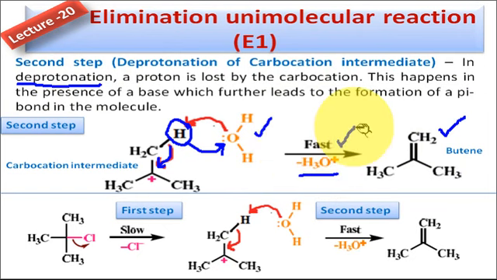So we can summarize the E1 reaction, or elimination unimolecular reaction, in two steps. First is the formation of the carbocation. This is the slow step. Hence, this is the rate determining step. And since in this step only one molecule is taking part, this follows first order kinetics. In the second step, deprotonation of the carbocation takes place, which results in the formation of the alkene, or the product.